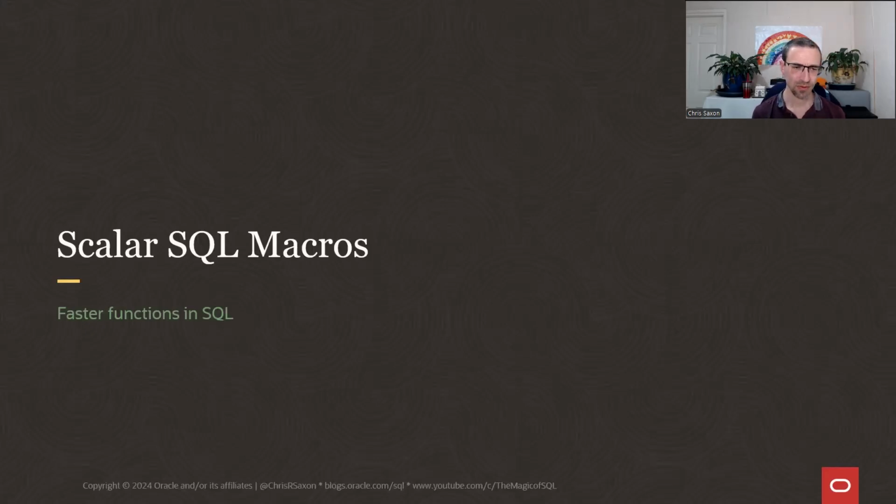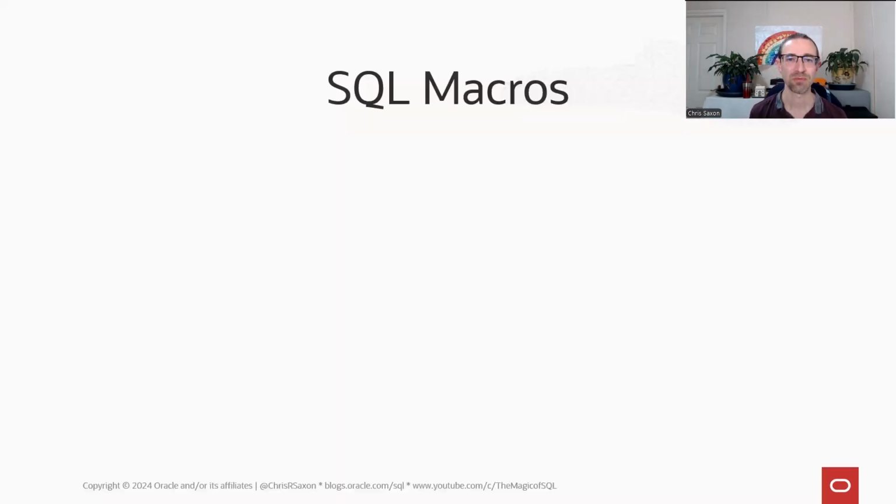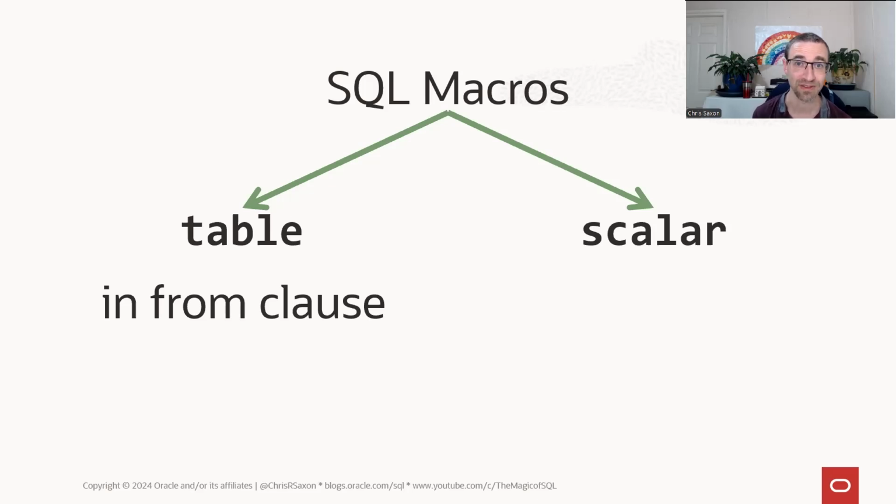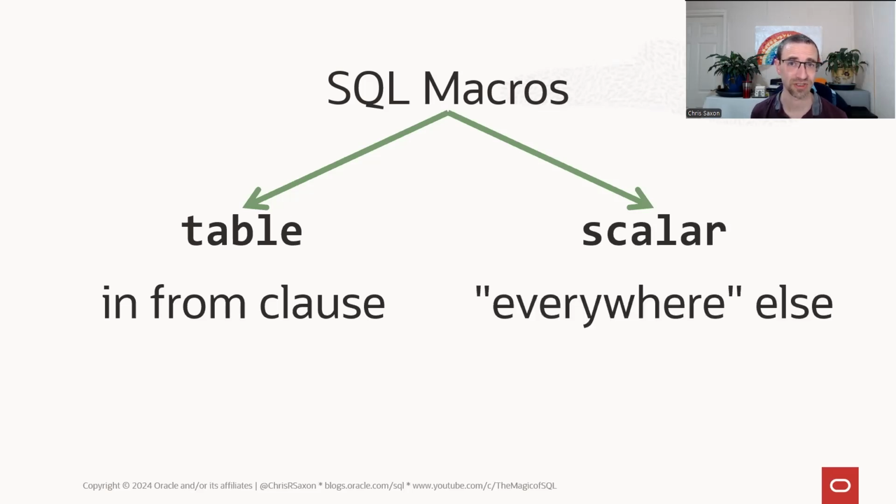So before we show exactly how that works or why that works, a bit of background on SQL macros. So SQL macros come in two flavors, table and scalar. So table macros return a query, and you can only use them in the from clause of select statements. Scalar macros, on the other hand, return a SQL expression and are analogous to a PL SQL function, and you can use them everywhere else. There are still a few limitations, but you can use them in the select, the where, the order by, and so on and so forth in your SQL statement. Basically, everywhere it's legal to use a PL SQL function.